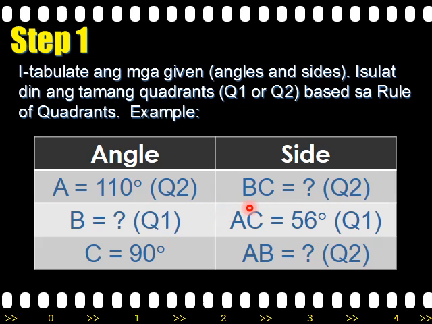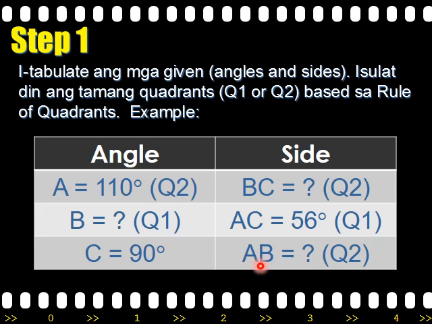Okay, now another example. So, since dito meron tayong given na side AC, which is 56 degrees. So, si 56 degrees is less than 90 degrees, kaya siya nasa quadrant 1. So, kung gagamitin natin ang rule of quadrants, ang opposite angle sa side AC is B. Kaya, since si AC ay nasa Q1, ibig sabihin, si B dapat nasa Q1 din. Now, tingnan nyo to. Sa angle C natin, that is 90 degrees. Ibig sabihin, yung opposite side nito is your hypotenuse. In this case, AB is your hypotenuse.